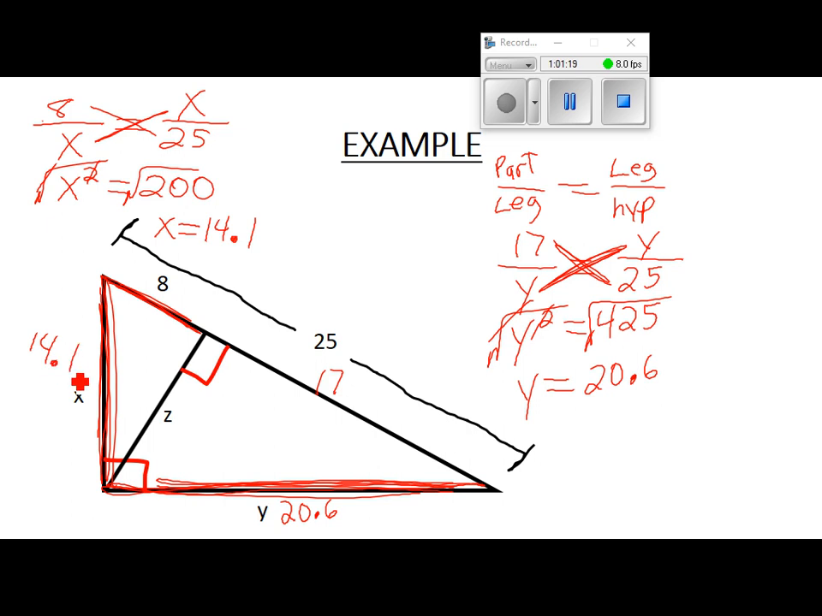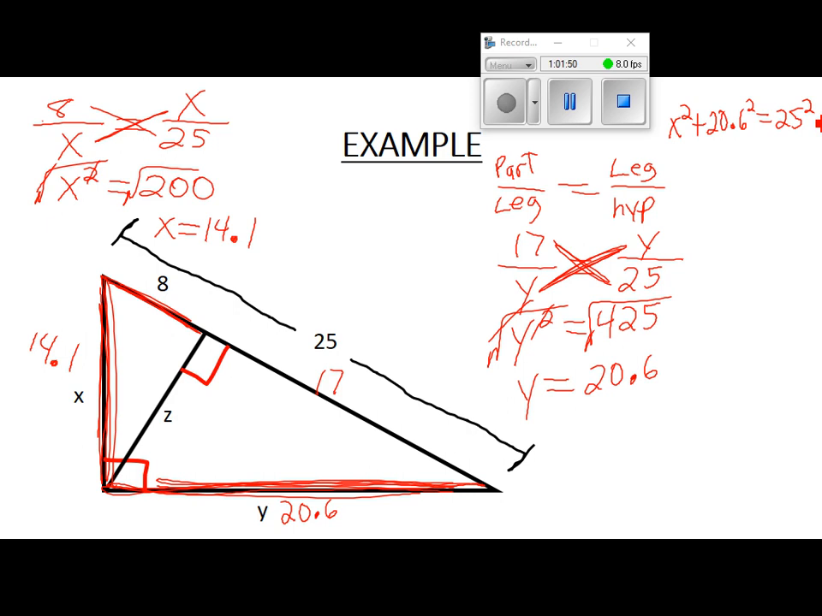14.1. Now, could you have found that leg by using Pythagorean's theorem? Probably. Pythagorean's theorem would go this way. It'd be x squared plus 20.6 squared equals 25 squared, right? Figure that out real quick and see what x is. Just grab your calculator. 14.2. So pretty close to what we have. Yeah, real close.